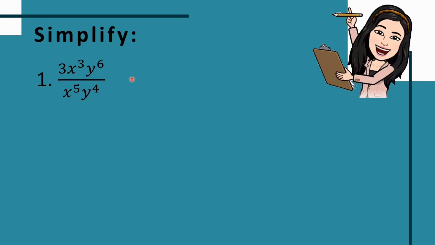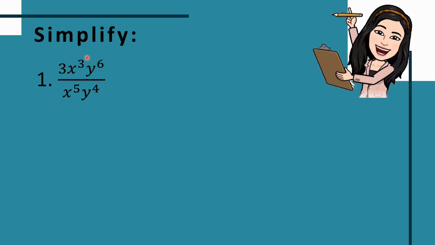Since nakita na natin na doon pa lang sa variable na x, ang exponent natin sa numerator ay 3, while dito sa ating denominator ay 5. Ibig sabihin, mas maliit si numerator sa denominator.